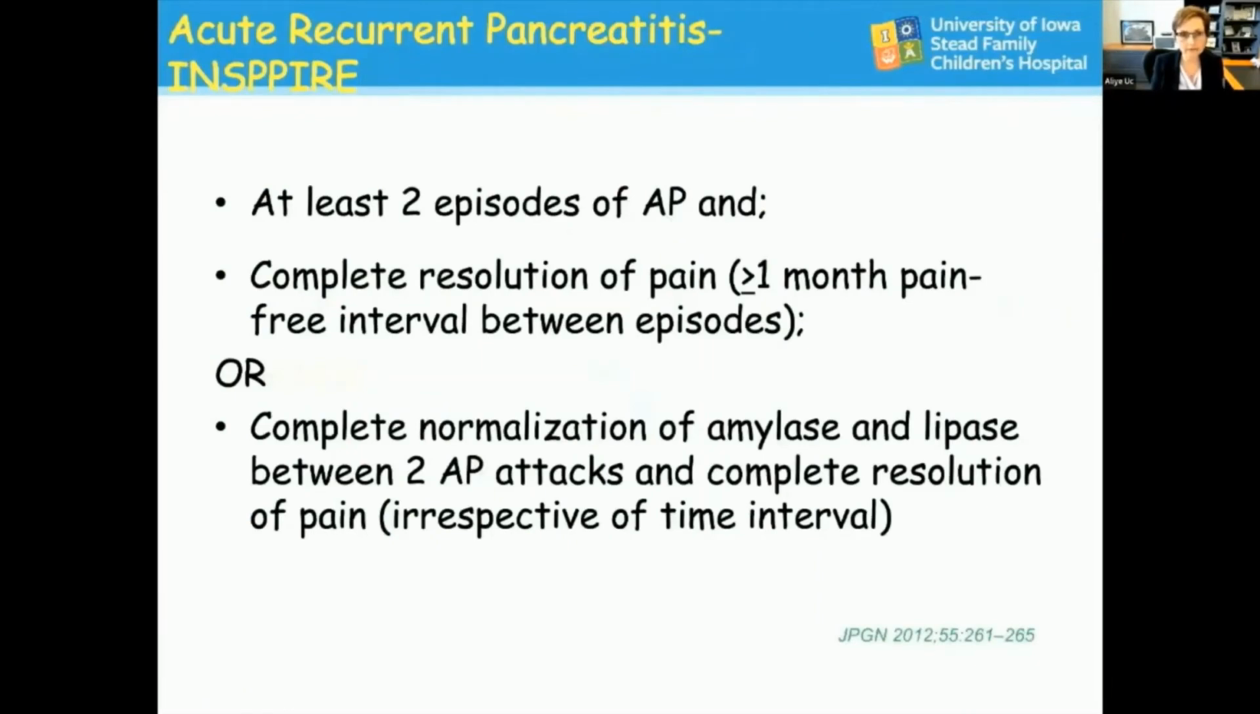So we have a definition of acute recurrent pancreatitis, something that we see commonly in the pediatric age group. As INSPIRE, we have this definition. They should have at least 2 episodes of acute pancreatitis. And we put a time interval here. It should have at least 1 month interval in between the episodes. But if the patient is completely normal, like no pain, normal amylase and lipase, you don't have to have that month in between attacks.